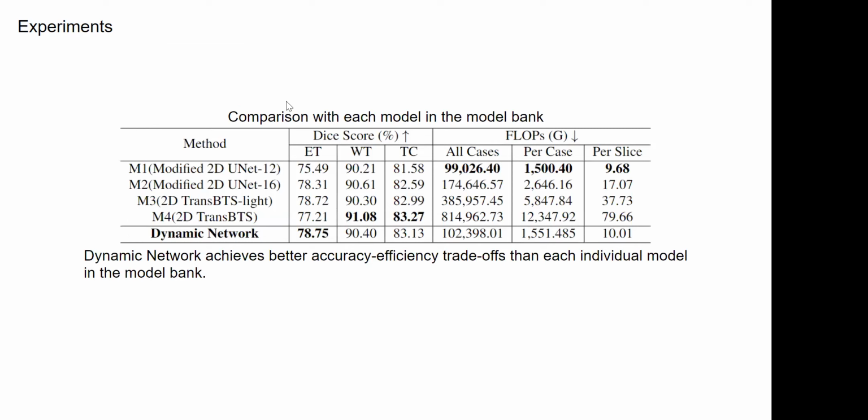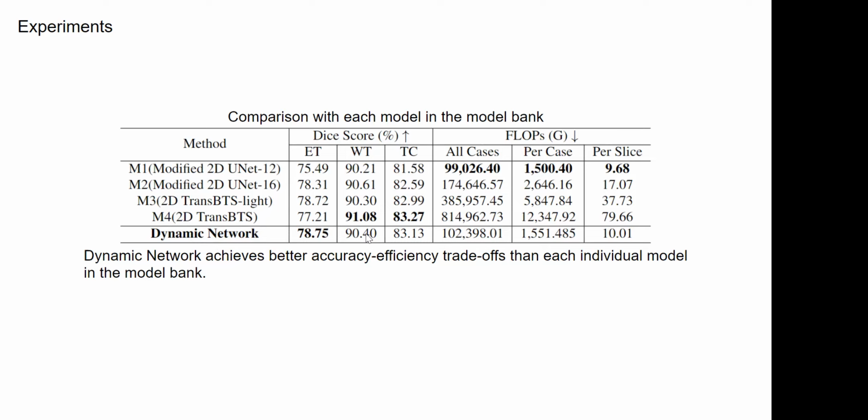And this is an ablation study about the method. Because I have 4 different models in the model bank, I just train them following the standard way to show their performance and their computational cost. As we can see here, the smallest one, the first model, has the lowest performance, but also the lowest computational cost. And the largest model, the fourth model, has the highest performance, but also the highest computational cost.